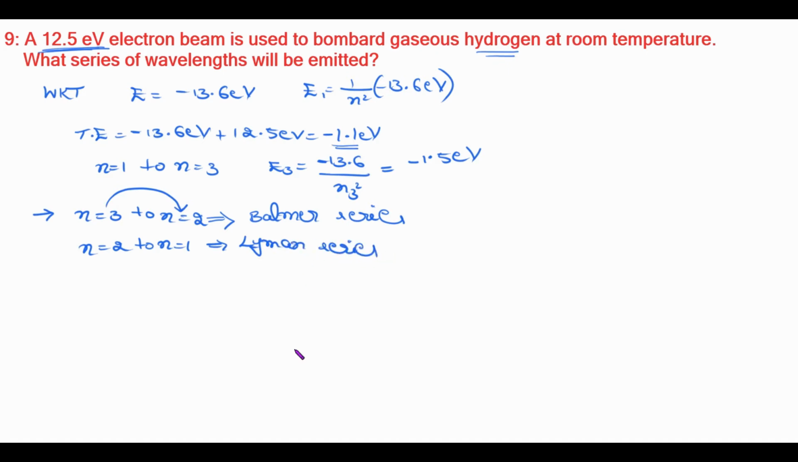It may also be possible that the electron makes a transition from n = 3 to n = 1. The electron can jump from the third level to the first level, and in this case we will get the Lyman series again. This will also give us the Lyman series. All right. So this is the answer. We can expect the Balmer series and Lyman series here.